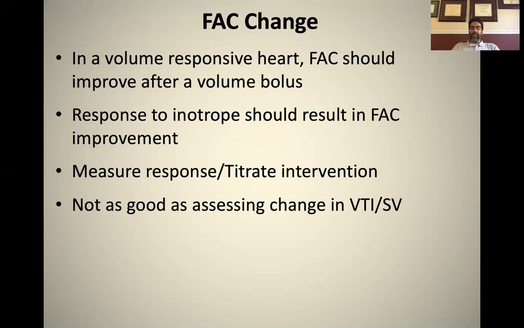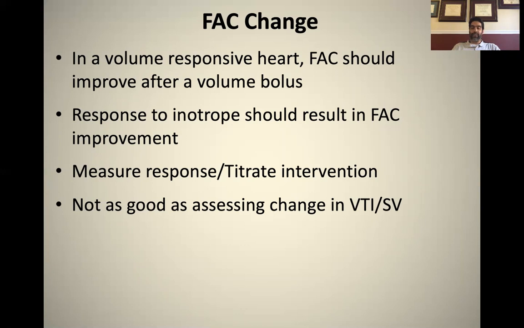The theory behind this is that if you have a volume responsive heart, because of Starling's law, if you give that volume responsive heart volume, your fractional area change should improve after a volume bolus. Okay? So if you see improvement in fractional area change with a passive leg raise, for example, that may be a way of saying this patient is likely volume responsive. Same thing you can do with inotropes. You want to see that your fractional area change is improving after giving inotropes.